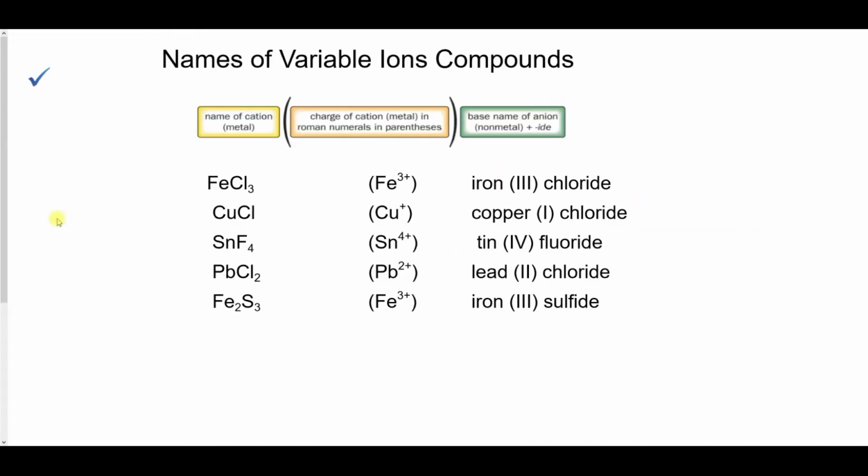Here are some examples of writing the names with the Roman numerals. The formula looks just the same. This happens to be iron 3, and so we put that in parentheses. Iron, Roman numeral 3, chloride. We have copper chloride. What copper is it? It's copper 1, so copper 1 chloride. You will see it written with and without the parentheses, and either way is okay. You might see the Roman numerals written more traditionally. Any variation of that is okay.